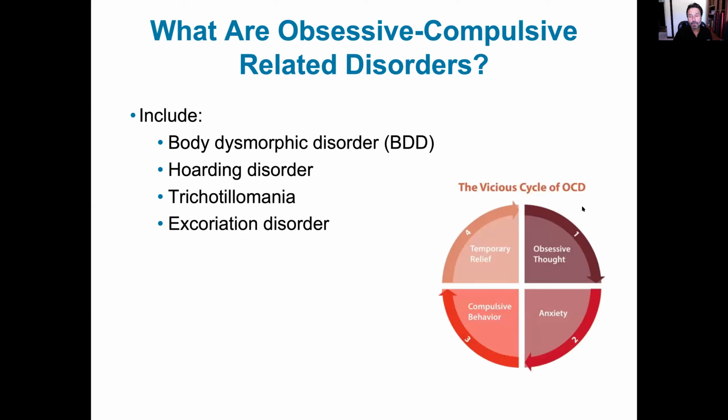The little circle here gives us an idea of the cycle of how OCD works. We start here at 1. We have some kind of obsessive thought that enters our mind. We get anxious about it here in 2. We try to handle the anxiety with some kind of behavior that becomes compulsive. In other words, we have to do it. And then we get some kind of relief here in 4.